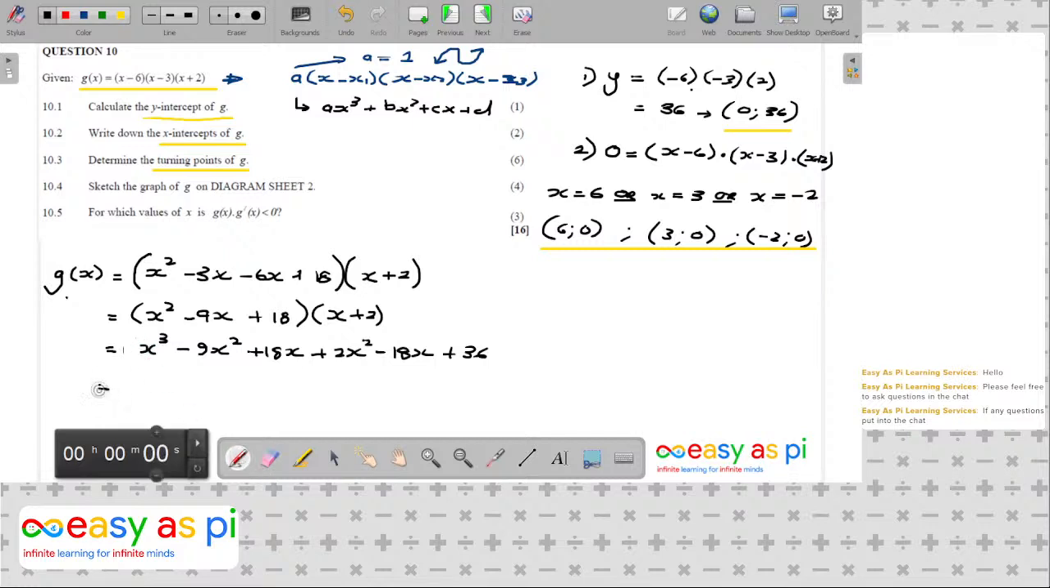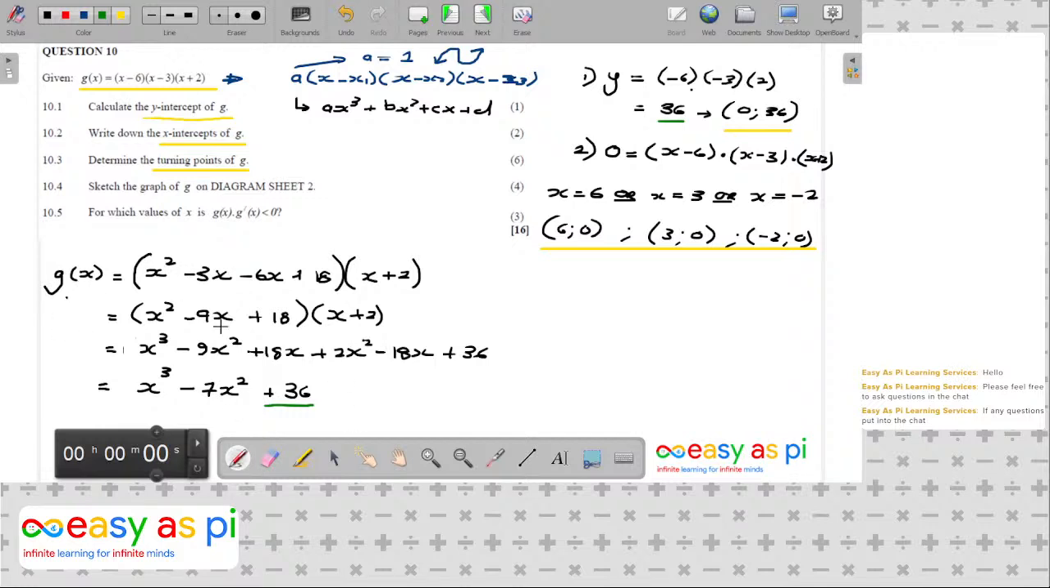Okay, and if I simplify this, I have x cubed minus 9x squared, plus 2x squared is minus 7x squared, plus 18x minus 18x is 0, and plus 36. Now this is where that check comes in, right? If you look at the constant, it's 36, and if you look at the y-intercept, it's 36, so we know we're on the right track.